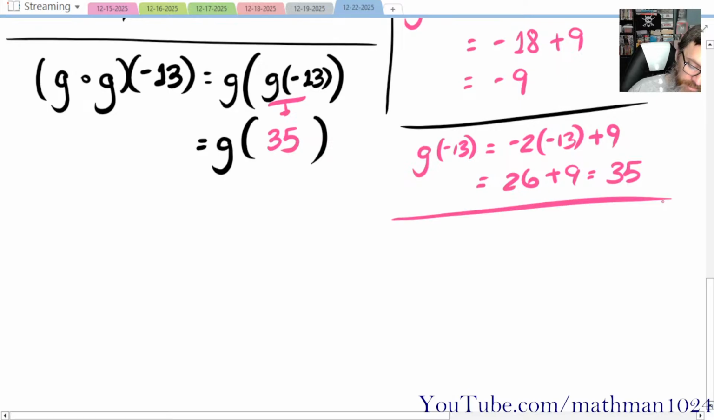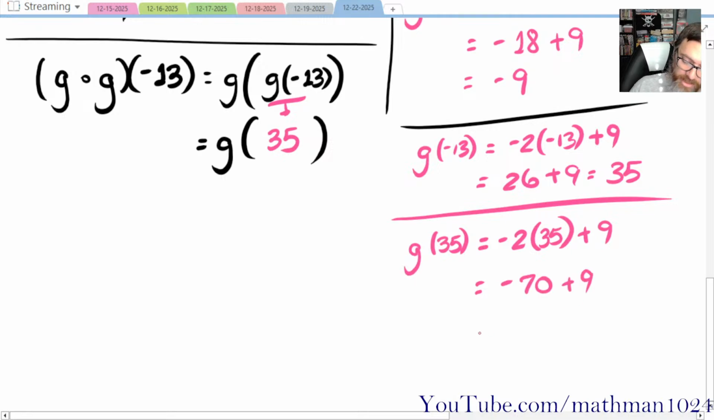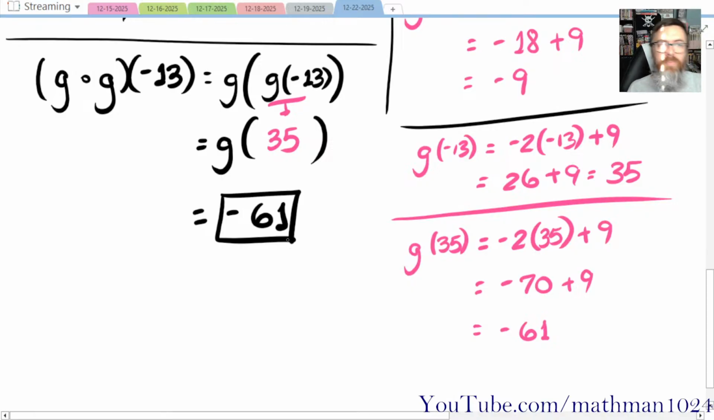And now we figure out g of 35. So we plug it back into itself. So -2 times 35 plus 9. So -70 plus 9 equals -61. There we go. So it does come down to making sure we understand how to evaluate functions.